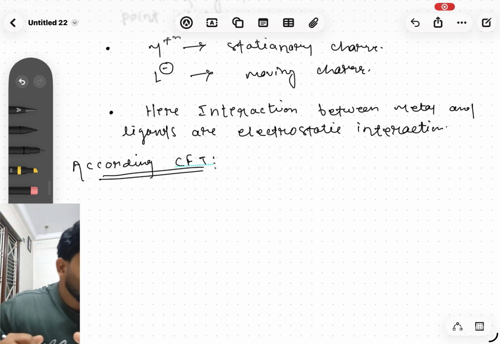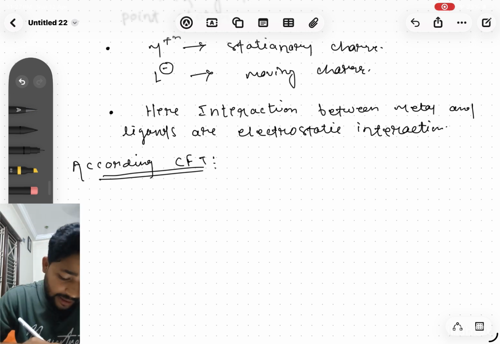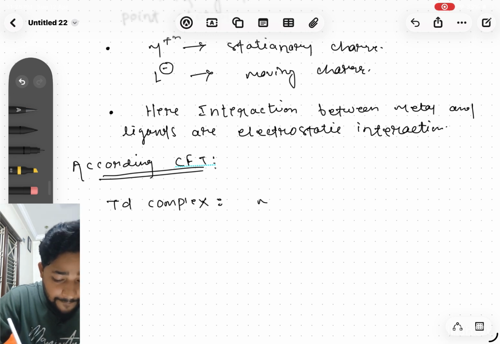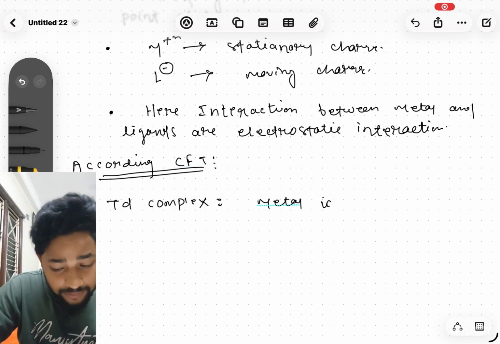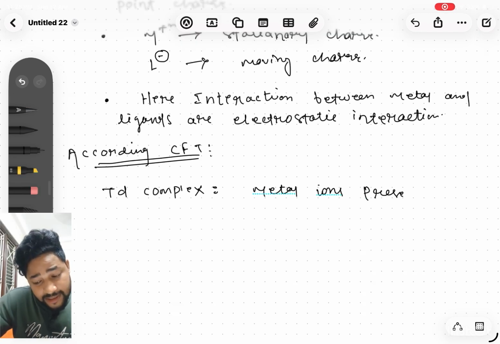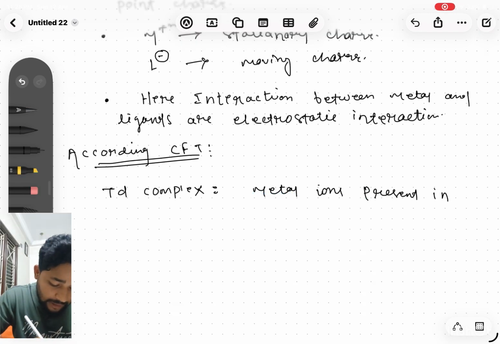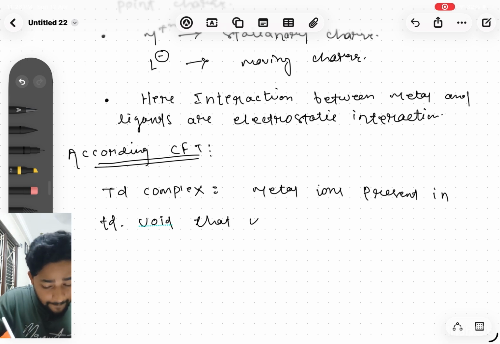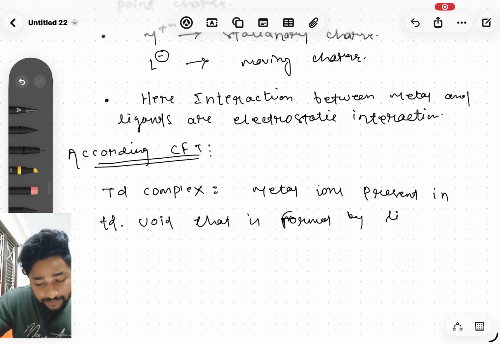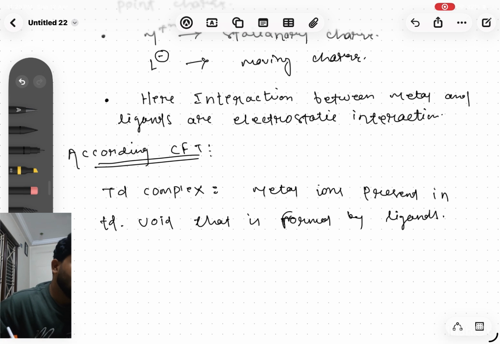In the tetrahedral complex, the metal ion is present in tetrahedral voids formed by ligands. Okay, in a tetrahedral complex, the metal ion is present in a tetrahedral void that is formed by ligands.